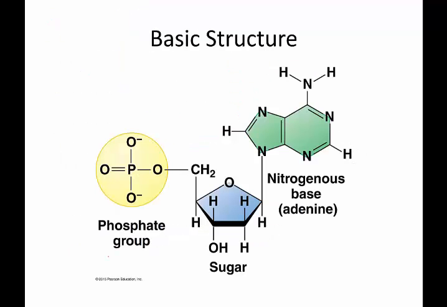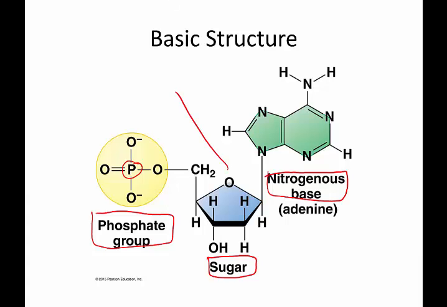So here's the basic structure of a nucleotide. There are three common parts. There's the phosphate group. You can see the central phosphorus right there. There's a sugar. And then there's a nitrogenous base. So three major parts, again, are phosphate group, sugar, and nitrogenous base. The sugar is actually what changes between DNA and RNA. So DNA equals deoxyribose.